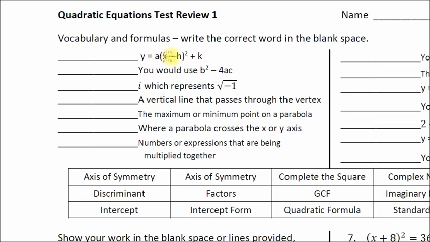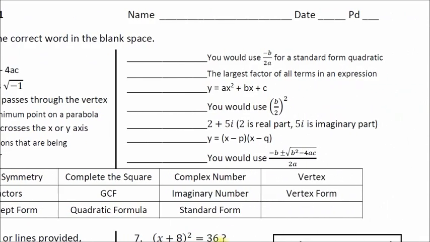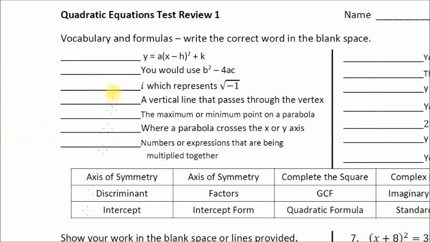Y equals a times x minus h squared plus k. That is a vertex form quadratic, and if we look in our boxes, we've got a vertex form quadratic, so I'm going to put a line through that, and we're going to write here vertex form.